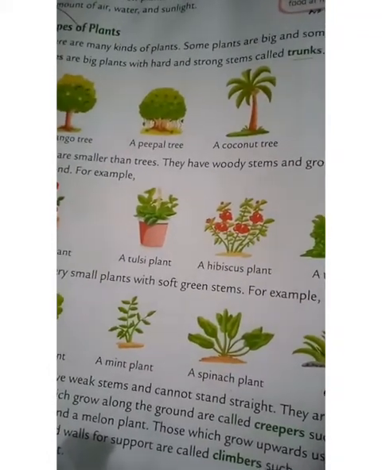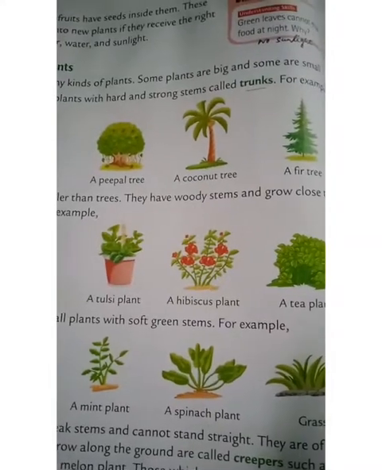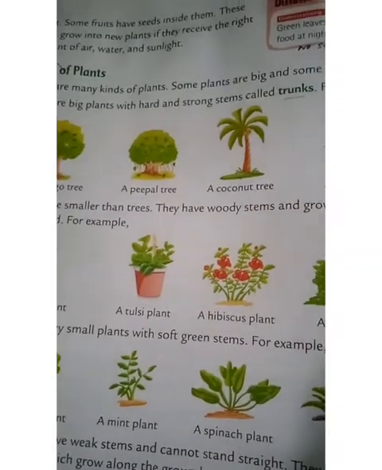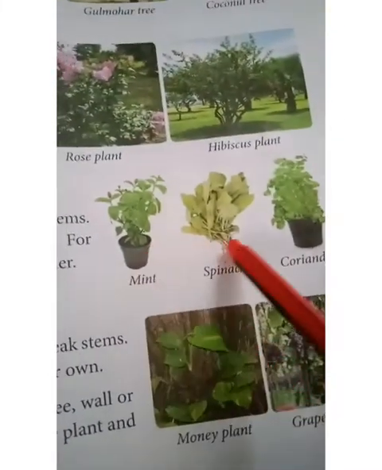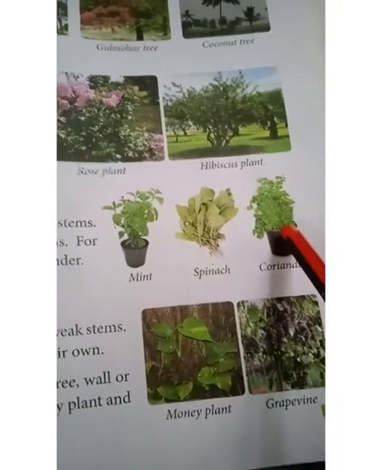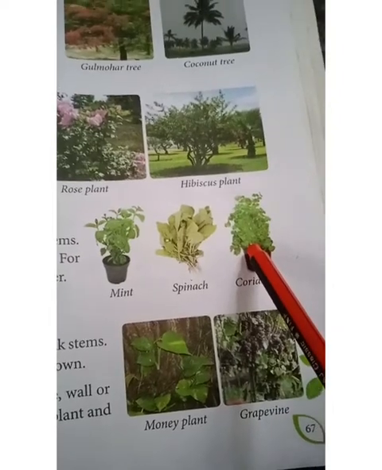Herbs are small plants with soft stems, isn't it? They live only for a few months. For example, mint, spinach, coriander, those all are herbs plants. So herbs are very small plants with soft green stems.